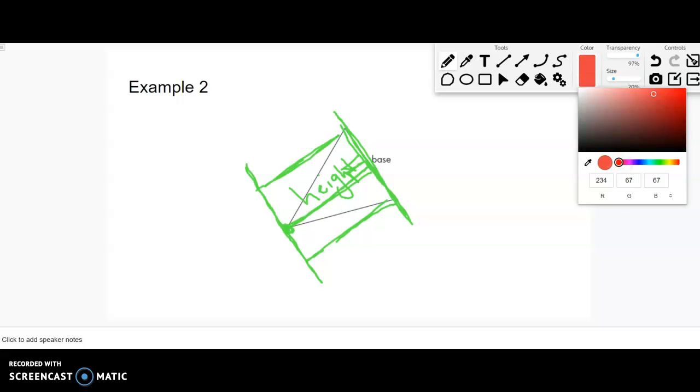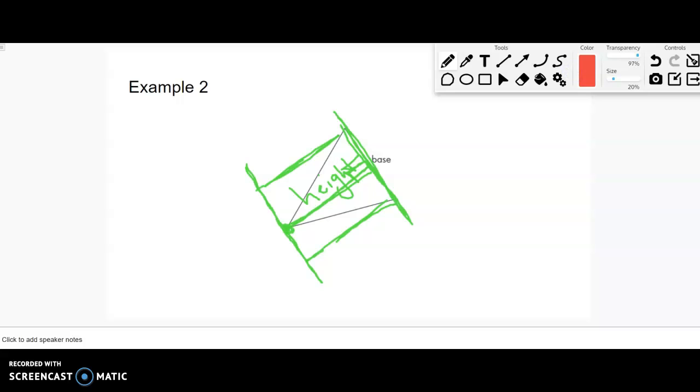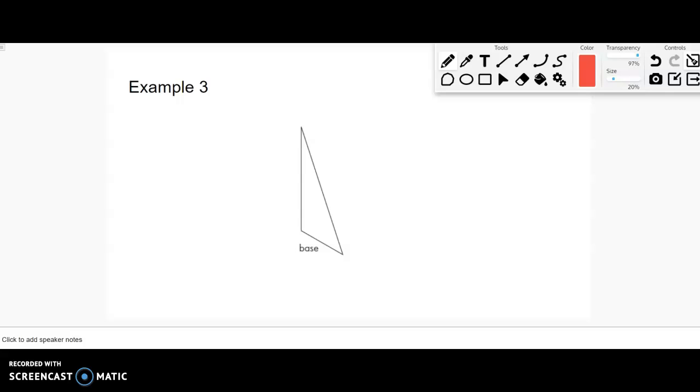So I know I drew in a bunch of colors there, so you might be wondering which one I'm talking about. I'm talking about this one right here. The base and the height make a 90-degree perpendicular angle. Again, if you need to write that down, go ahead, rewind it, and mark it down.